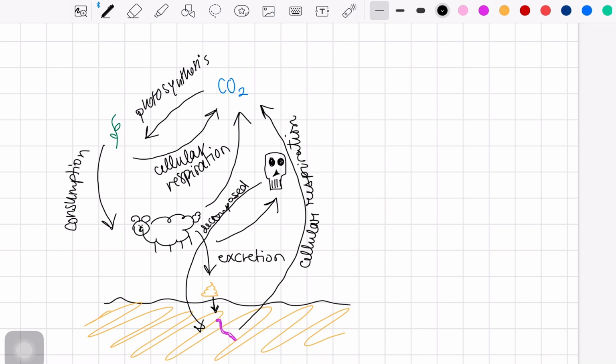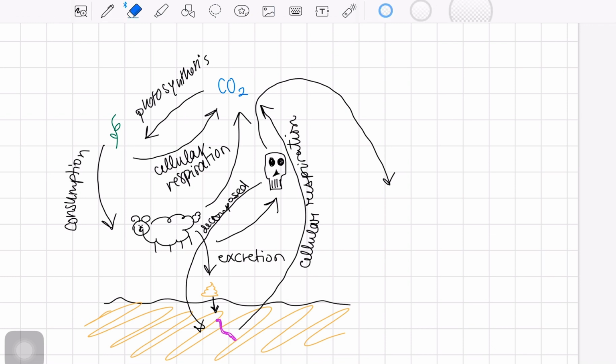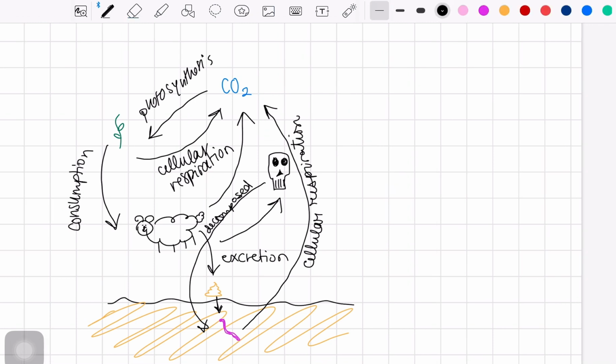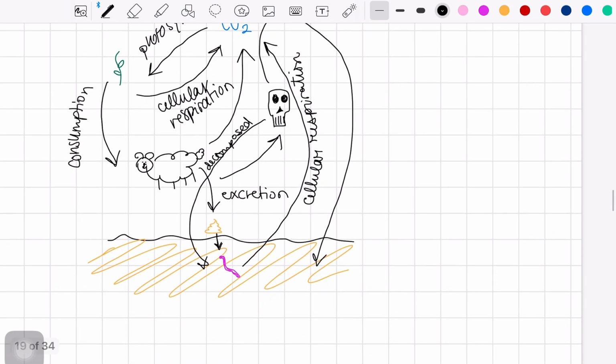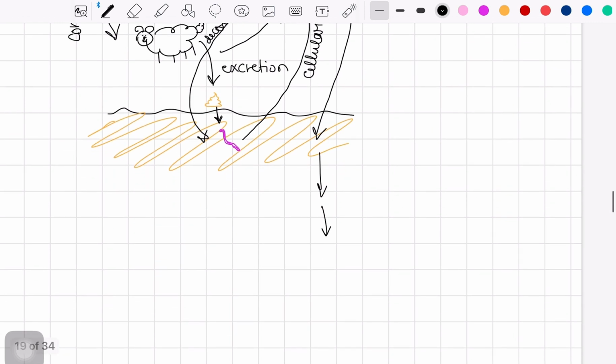And eventually, over time, it's going to get compressed down into the ground. So let's put an arrow leading from here back into the ground. It's not supposed to be this messy, but this is just for explanation purposes. So it's going to go back into the ground and it's going to get pressed down so much that it's going to get down here. This is our little skull.